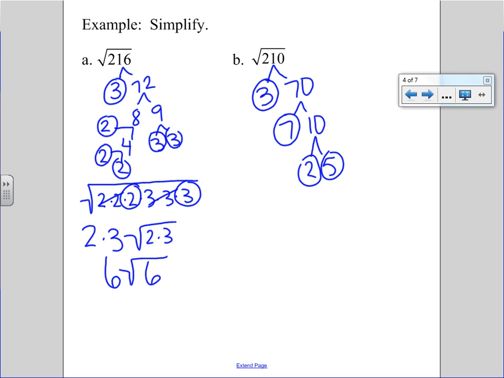Okay, looking at this, I have 2 times 3 times 5 times 7. I do not have any doubles there. So this is as simplified as this problem is going to get. Okay, final answer.